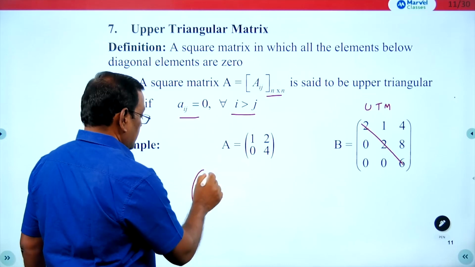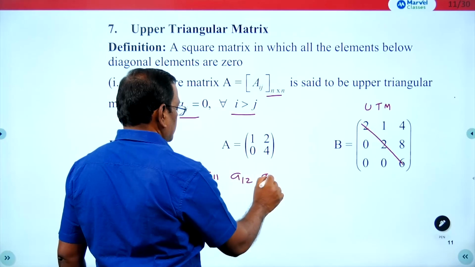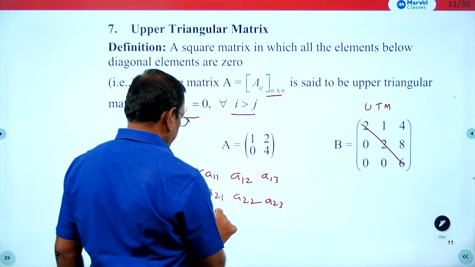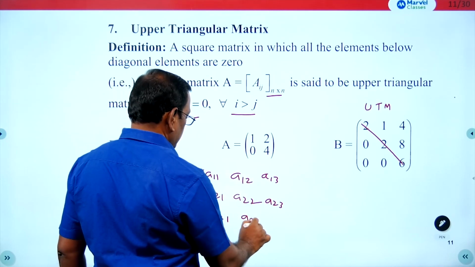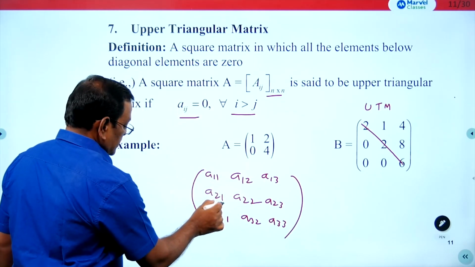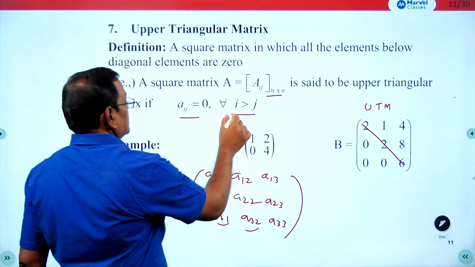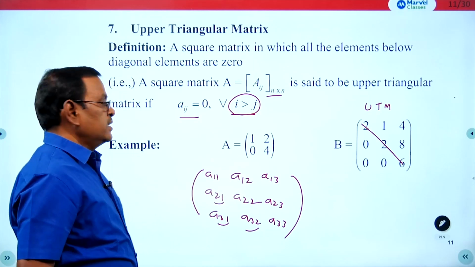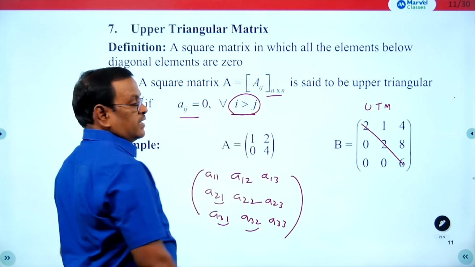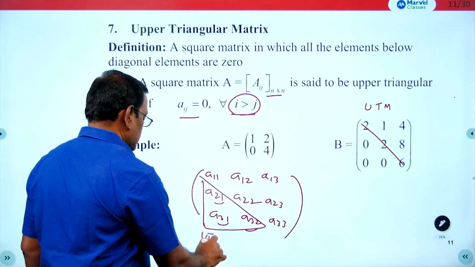For example, if I write a general form of a 3 by 3 matrix, A11, A12, A13, A21, A22, A23, A31, A32, A33. See, what is the relation between these two numbers? The first number is greater than the second number, that is i is greater than j. A square matrix [Aij] is said to be an upper triangular matrix if Aij equal to 0 for all i greater than j. So this is an example of an upper triangular matrix.